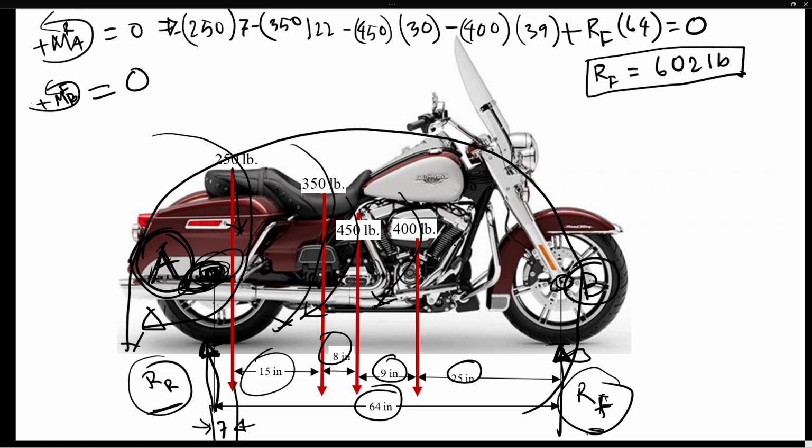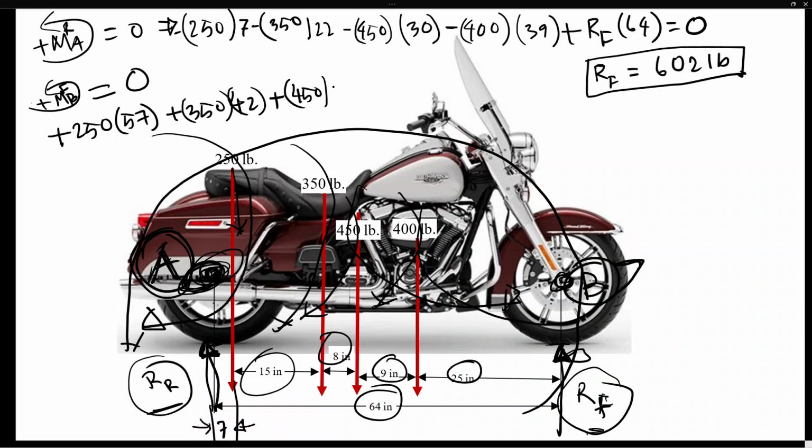Similar situation. However, in this case, all these different loads with respect to the front wheel, this 400 now will cause a counterclockwise movement. So all of this load will do a counterclockwise movement. Starting from the passenger, which is 57 inches away, that will do a counterclockwise, which is positive. So 250 pounds is 57 inches away from the front wheel, plus 350 pounds, that is 42 inches away from the front wheel, plus 450 chassis weight, that is 34 inches away from the front wheel, plus 400-pound engine weight, that is 25 inches away from the front wheel.